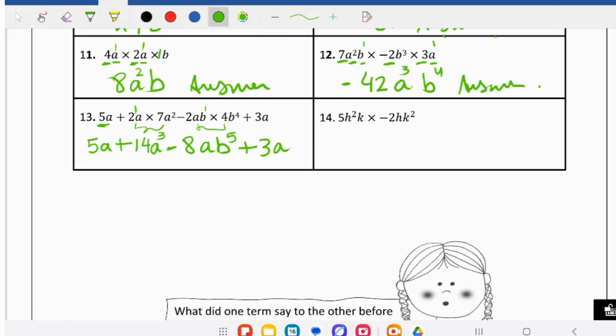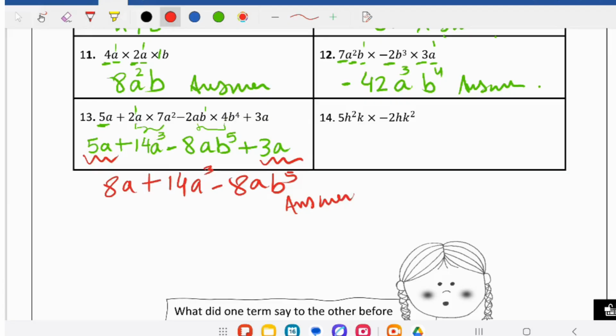Now I can simplify the like terms. I can see that this 3a and 5a are like terms. So 3a and 5a, I will just add their coefficients, which is 8a plus 14a cube minus 8ab to the power 5. This was tricky, but it is easy if you follow the rule.